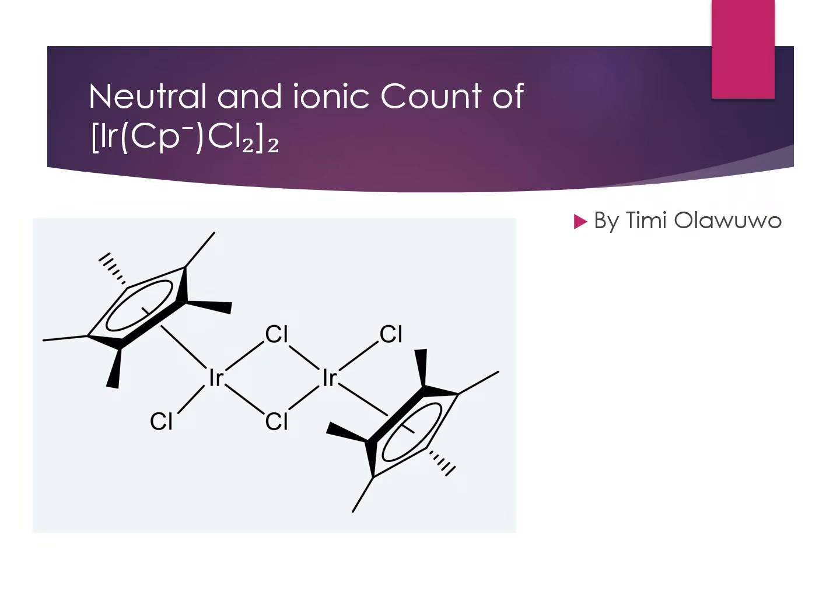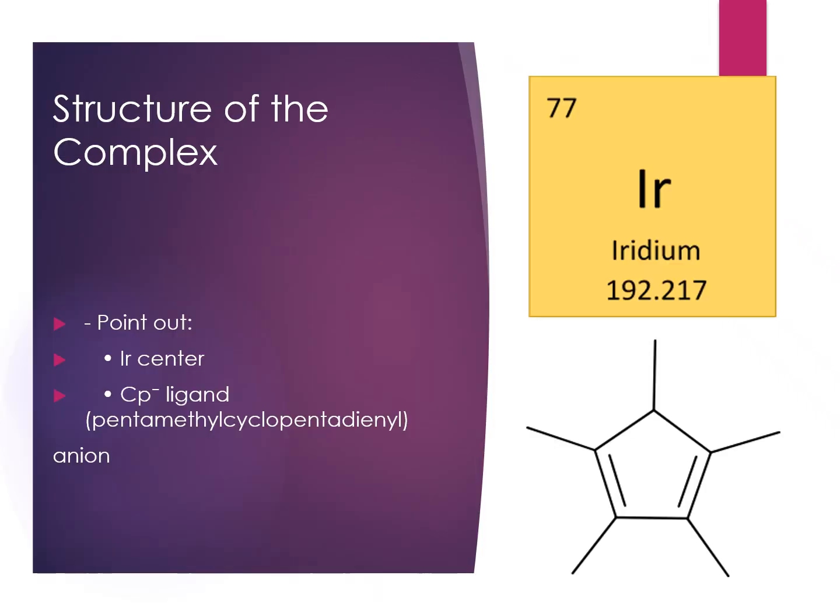Hello everyone, I'll be talking about the neutral and ionic count of this organometallic dimer, as well as the IUPAC nomenclature of the complex. I'm going to start with the central atoms of the complex, which are two iridium atoms. And iridium is a group 9 metal.